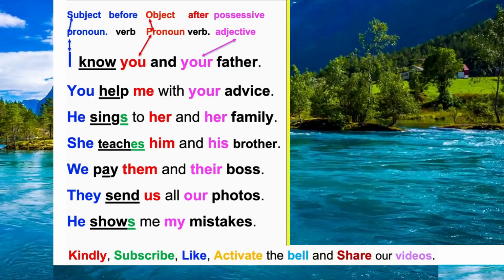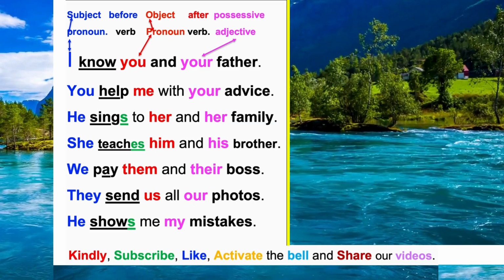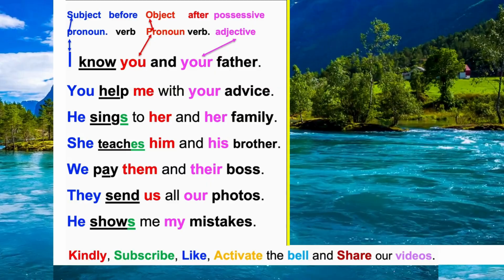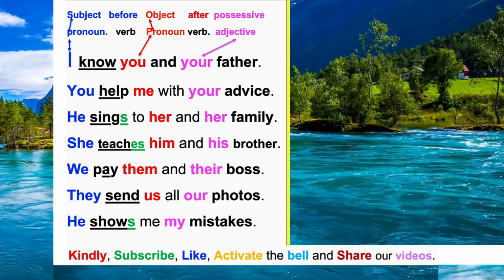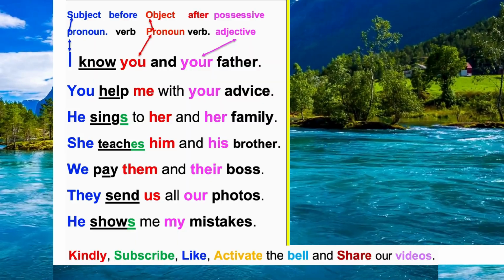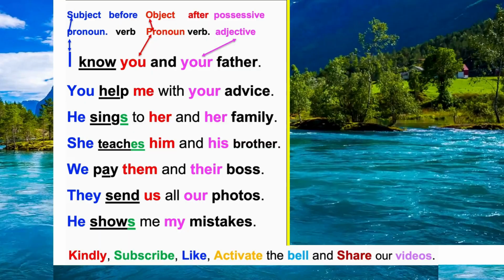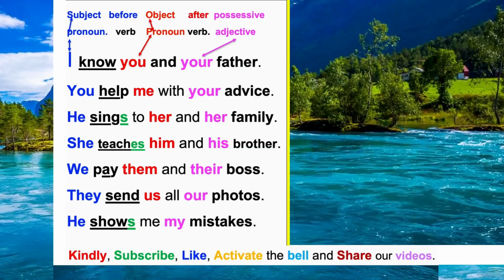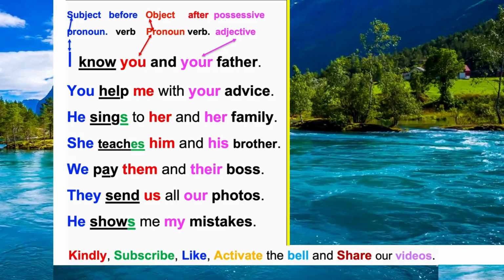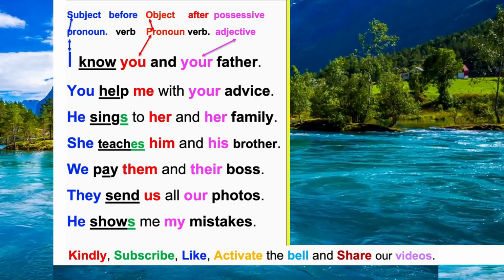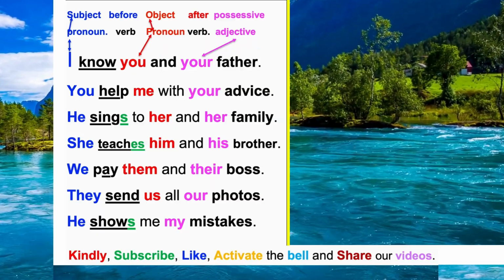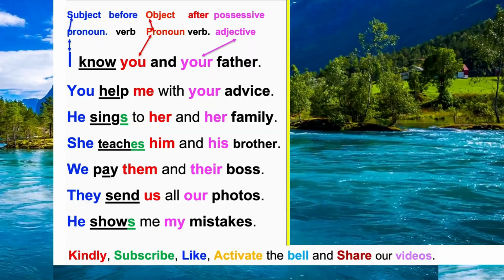We pay them and their boss. It means we pay both of them, the employees and their boss, or the workers and their boss. They send us all our photos. They is subject pronoun, us is object pronoun, and our is possessive adjective.